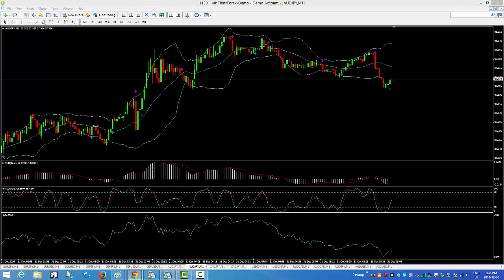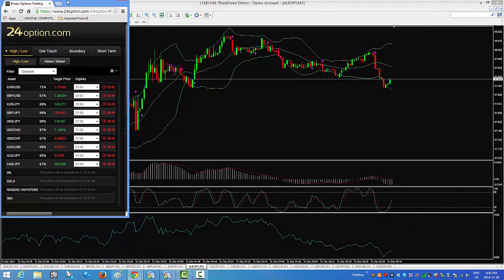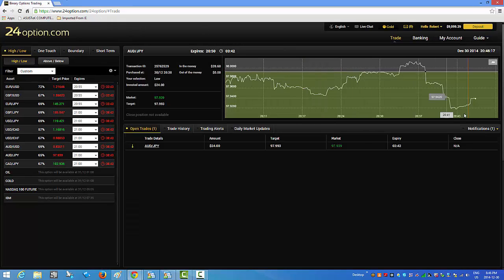So have a look again at the actual trade, and as you can tell, I trade at a broker that I trust and have worked with for a number of years now. 24option. That's 97.993. Market's at 97.94. So still about 6 pips in our favor.